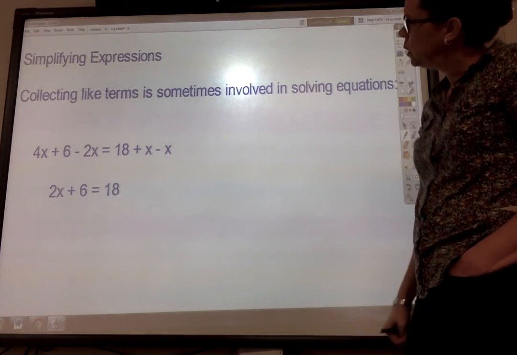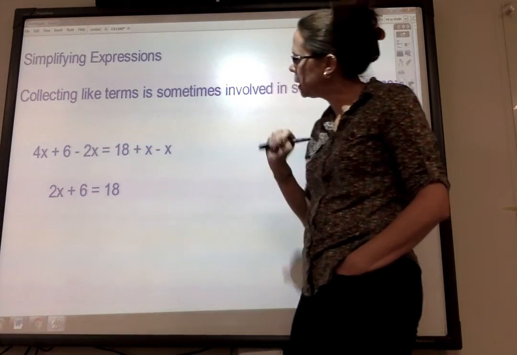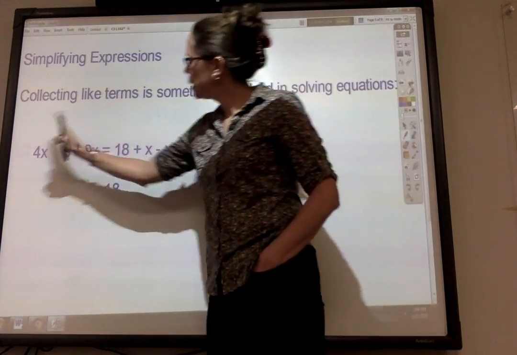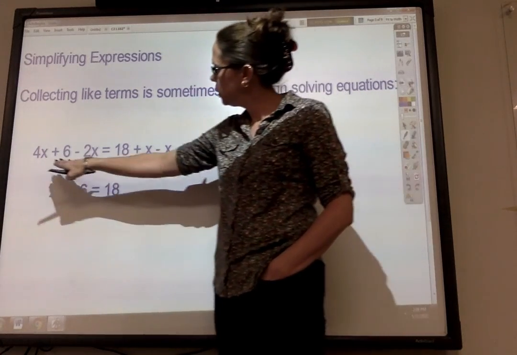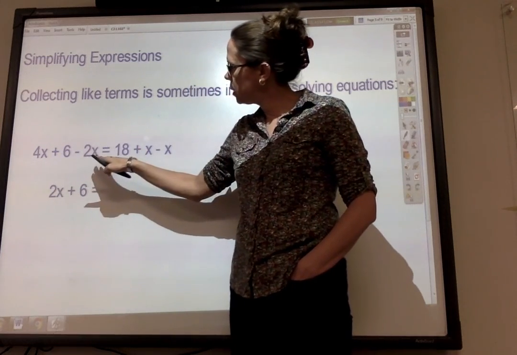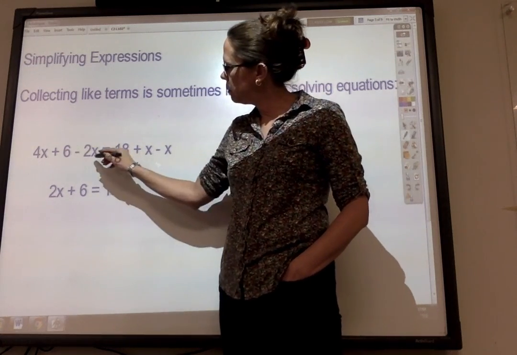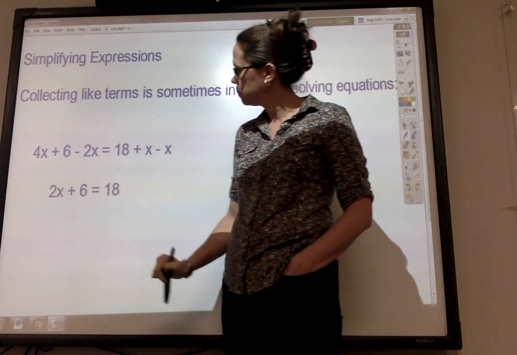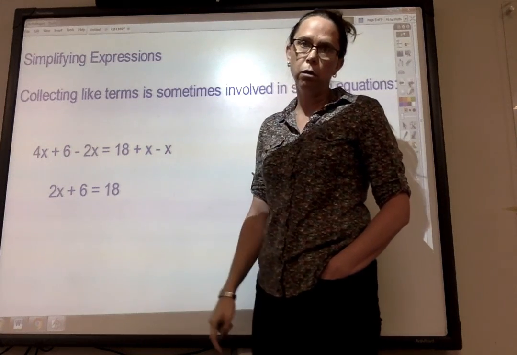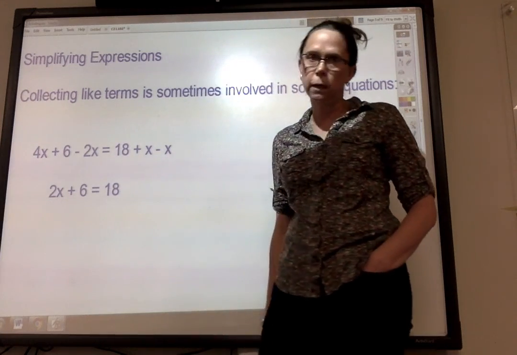So if I've got something like this, 4x plus 6 minus 2x equals 18 plus x minus x. Now, I look at either side of my equal sign first. On the left side, is there anything that I can collect? I have positive 4x and negative 2x. They combine to make 2x plus 6 on the left side. Over here on the right side, I had positive x, negative x, so now I have 0 x's. I don't have any x's. So I've simplified this to 2x plus 6 is equal to 18.